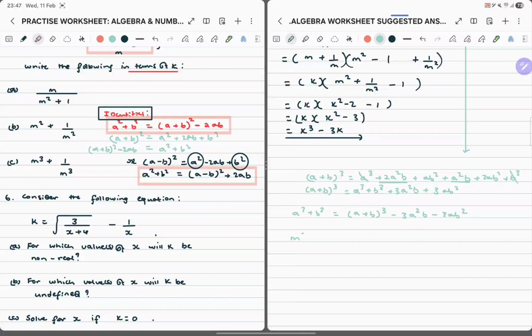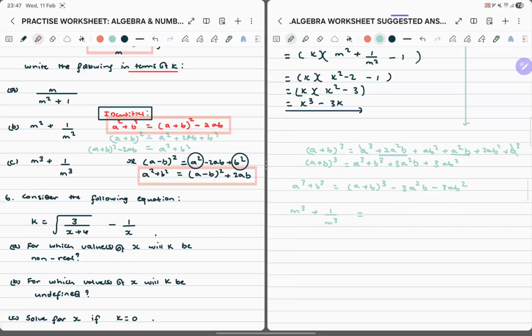Let's try to construct what we wanted in terms of this. So we were having m cubed plus 1 over m cubed. We want to say this is going to be m plus 1 over m all cubed, minus 3. Now this one is going to be the square version, right? Because once this is squared, so this is going to be 3m squared.